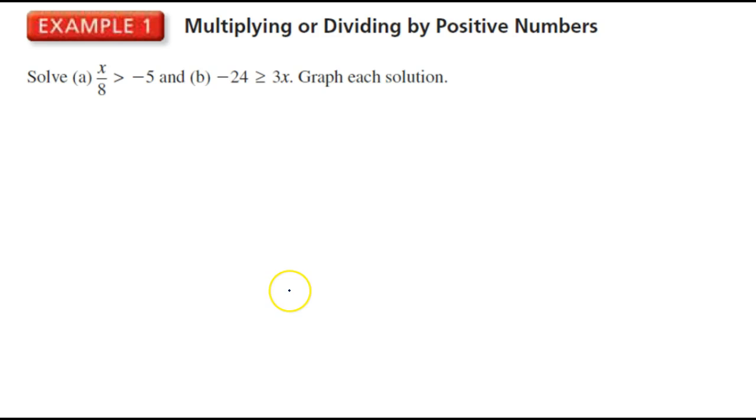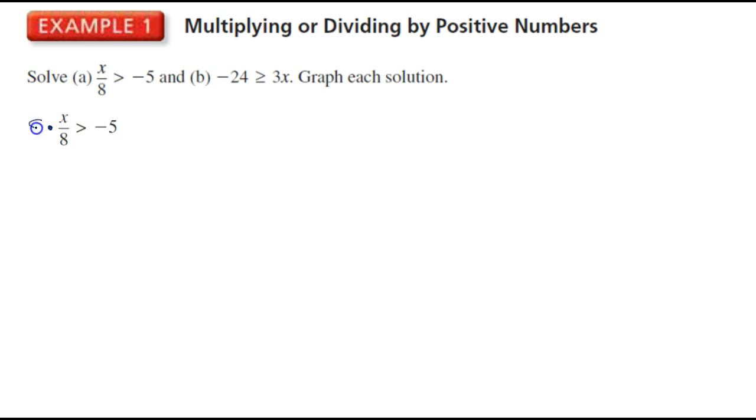So let us look at a couple of examples. How are we going to use this wonderful property that we just learned about? Let's take a look at x over 8 is greater than -5. All right, well, x over 8, that means x divided by 8. So if I wanted to get x by itself, I would have to do the opposite of dividing by 8, which is multiplying by 8.